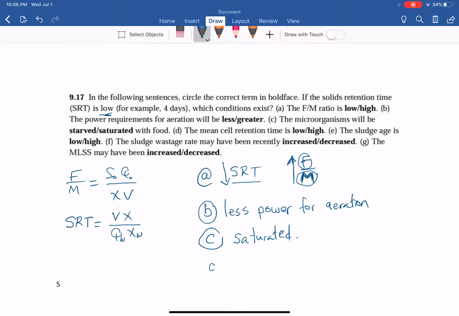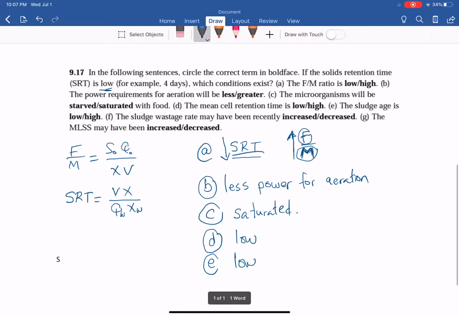D. The mean cell retention time. Well, of course, mean cell retention time is the same as SRT, so it's low. E. The sludge age, SRT and sludge age is the same thing. The sludge age is low. This is E.